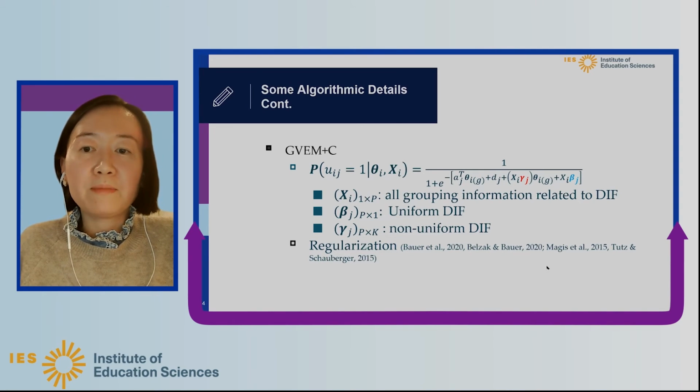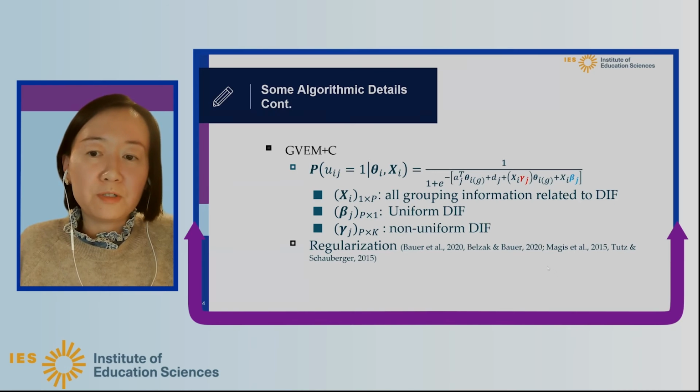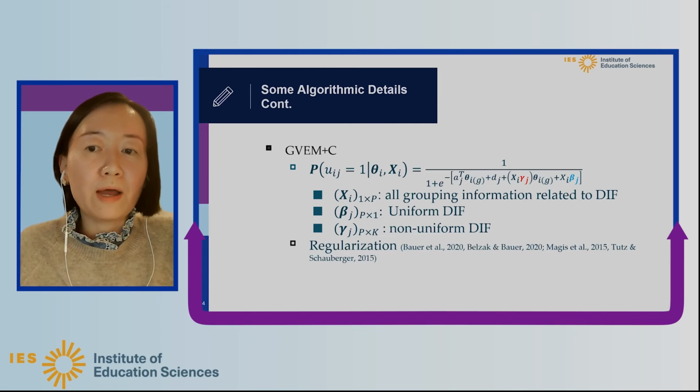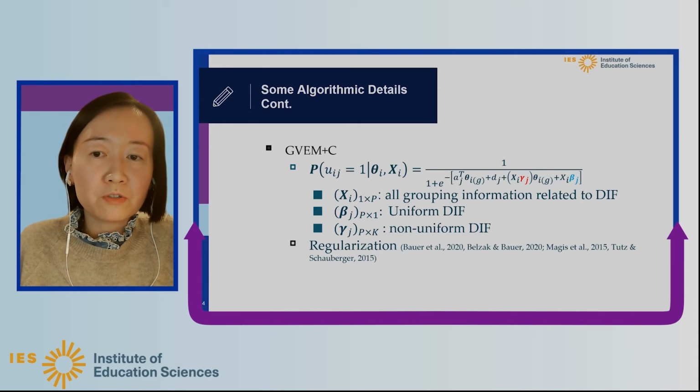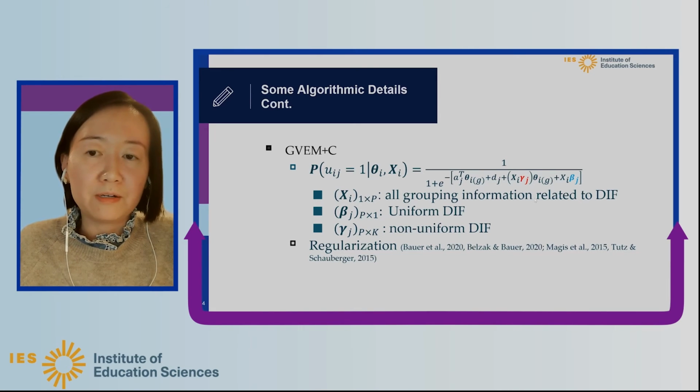And similarly, this gamma j denotes the interaction effect between theta and the grouping variable on item responses. So if gamma j is non-zero, that indicates non-uniform DIF. And we envision that both gamma and beta will be quite sparse, so only a small portion of the items may exhibit uniform or non-uniform DIF. So we use a regularization approach to estimate both item parameters and the sparsity structure of gamma and beta. Only for those items exhibiting DIF will their gamma and beta estimates be non-zero. Otherwise, those values will be shrunk to 0.